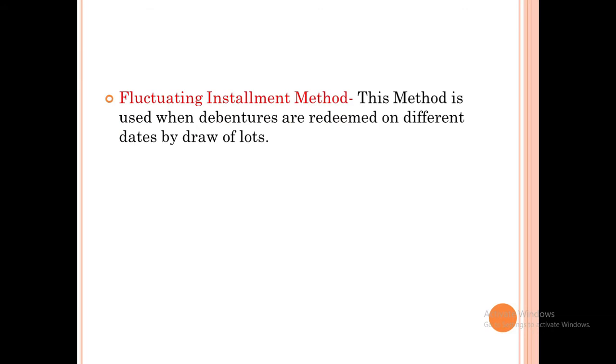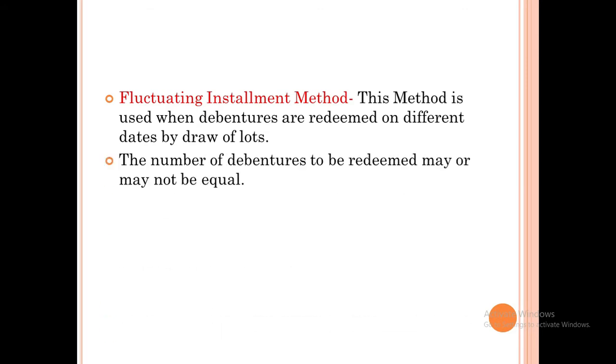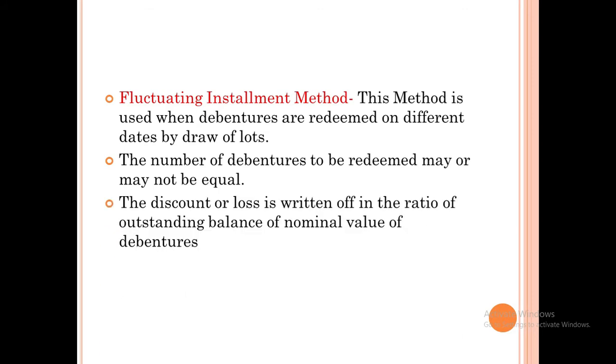Next method is fluctuating installment method. This method is used when debentures are redeemed on different dates by draw of lots. The number of debentures to be redeemed may or may not be equal. The discount or loss is written off in the ratio of outstanding balance of the nominal value of debentures. जब debentures एक साथ redeem ना होके installments में redeem होते हैं by draw of lots, थोड़े थोड़े हर साल, जब debentures redeem हो रहे हैं throughout the life, then this method will be used.